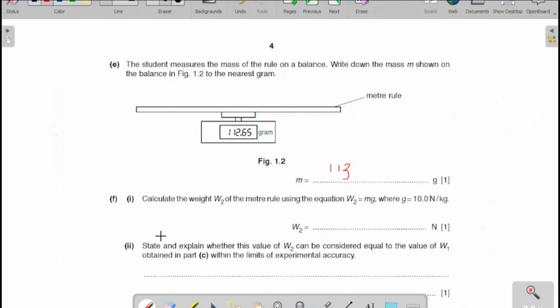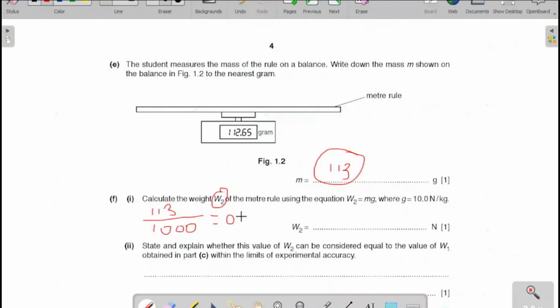113. Calculate the weight W2 of the meter rule using the equation W2 equals mg. So how do we calculate that? M is 113 grams. But if you look at the unit of g, it is in Newton per kilogram. So that means we need to convert this 113 to kilograms. So we now have 113 divided by 1000. And that gives us what?